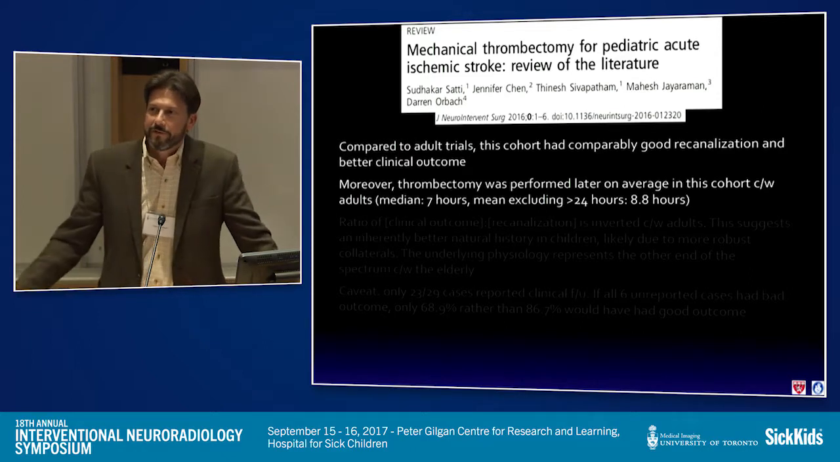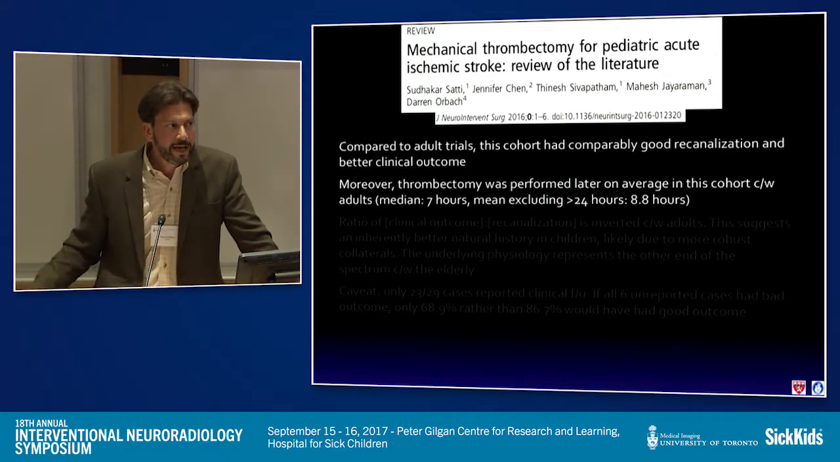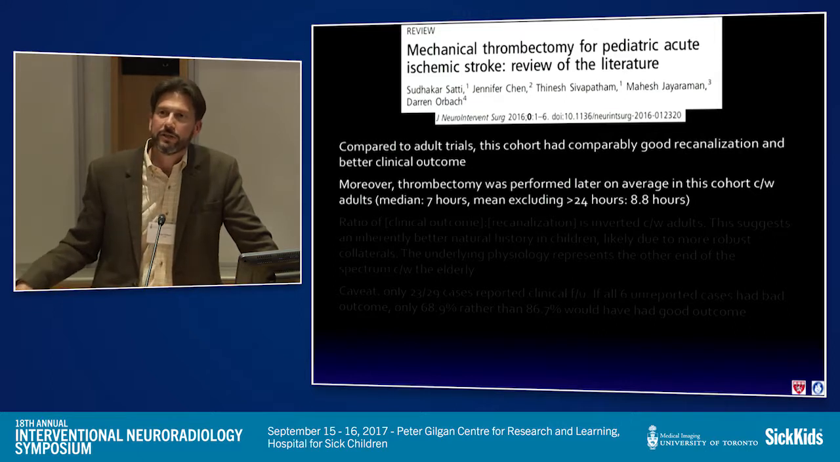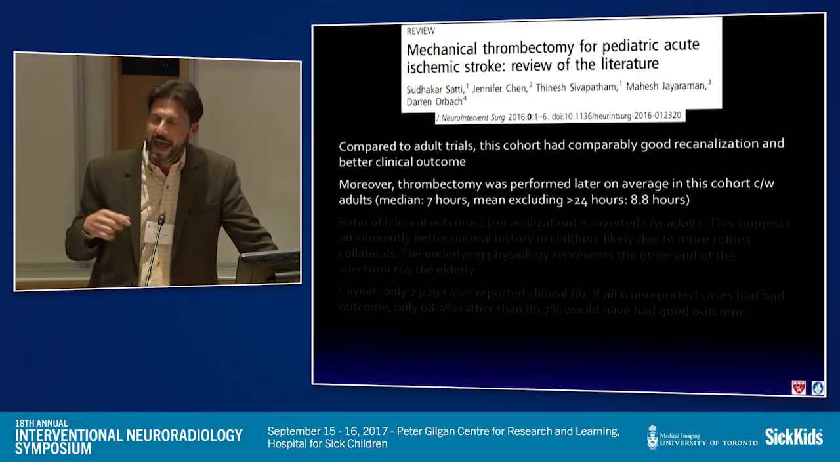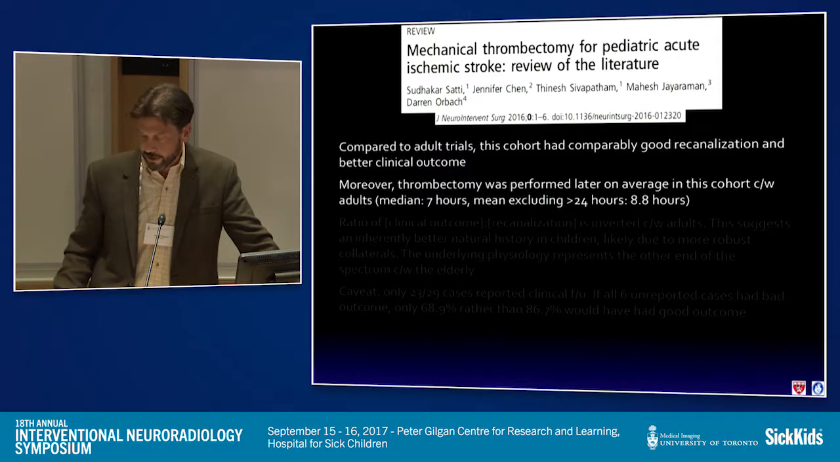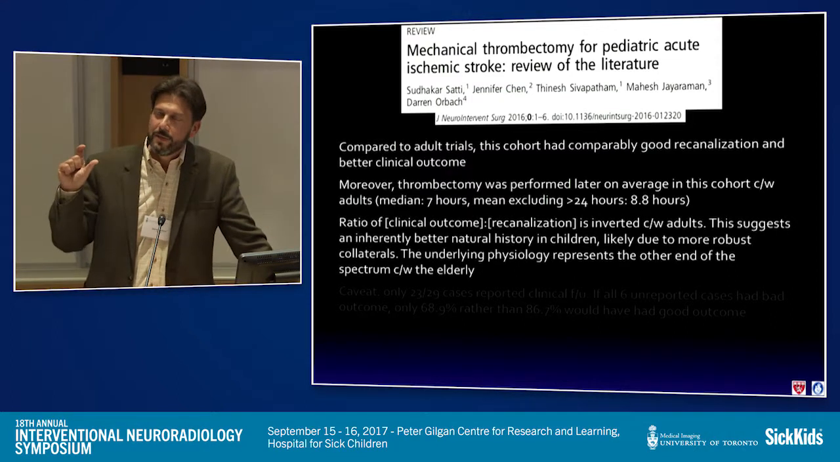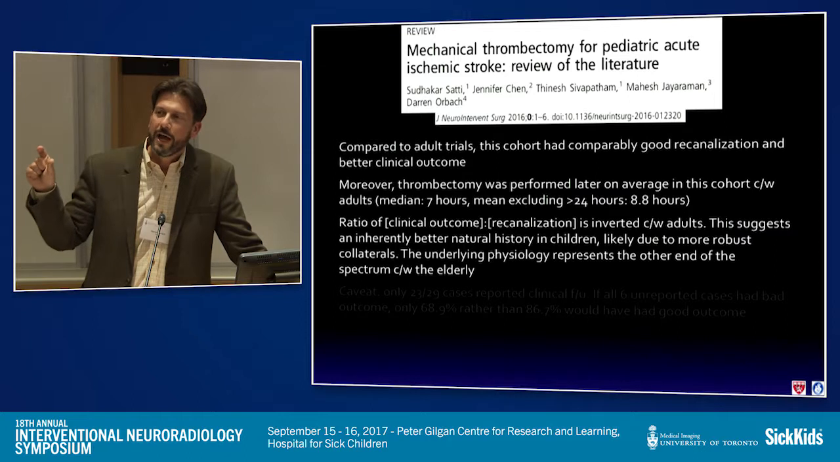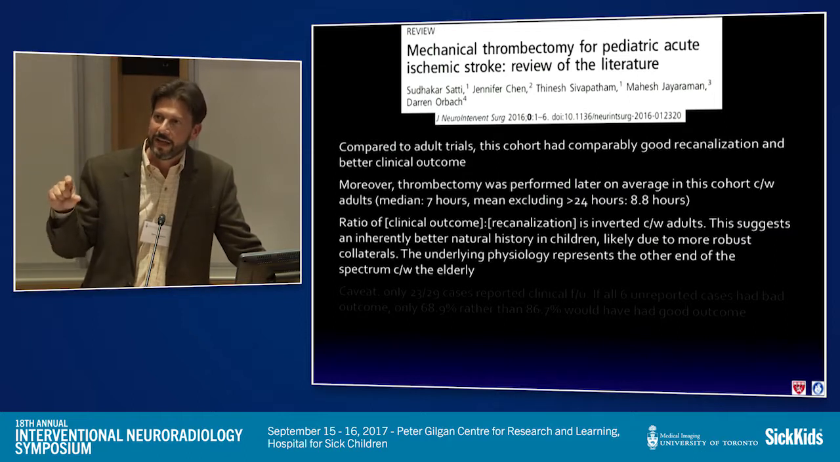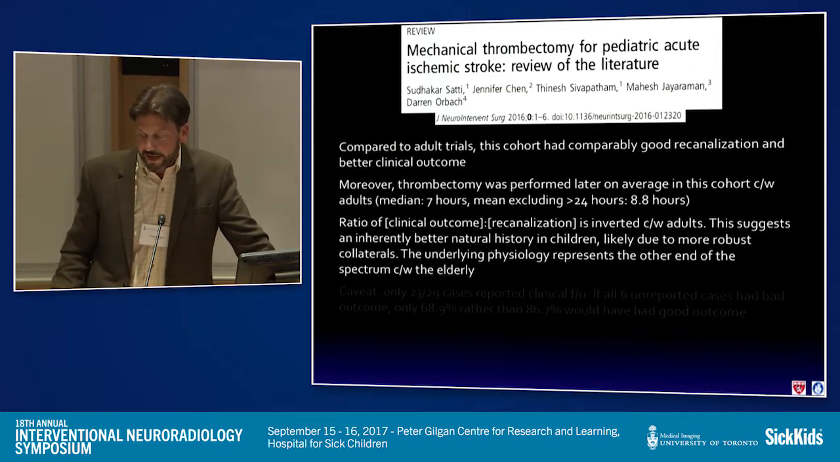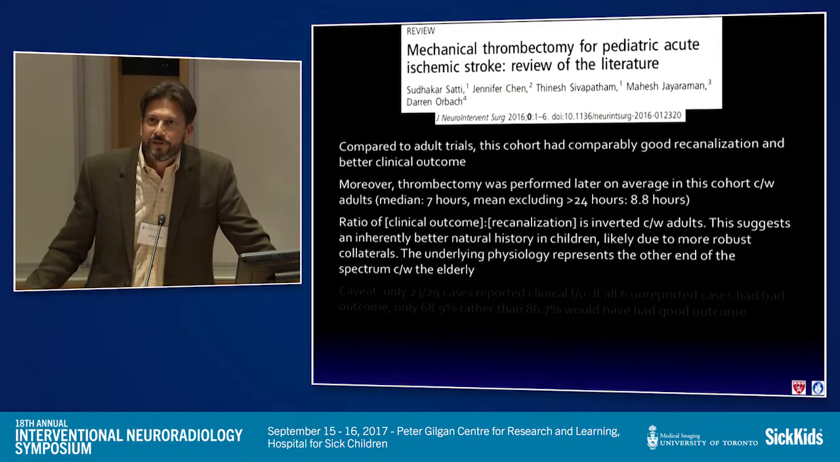So if you stop and think about that for a second, compared to adult cohorts, this pediatric cohort had comparably good recanalization rates and very good clinical outcomes. And the thrombectomy was performed on average later than it would have been performed in the trials in adults. So typically the recanalization rate in an adult trial is higher than the good clinical outcome rate, and that's inverted here in children. More of the children actually had a good clinical outcome than the revascularization, and this suggests that there's an inherently better natural history in children, and it's likely due to more robust collaterals.